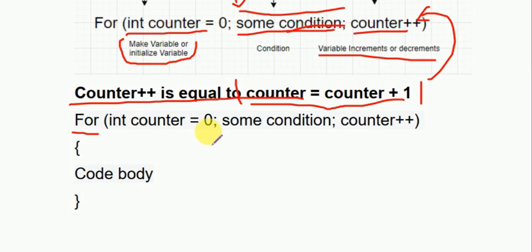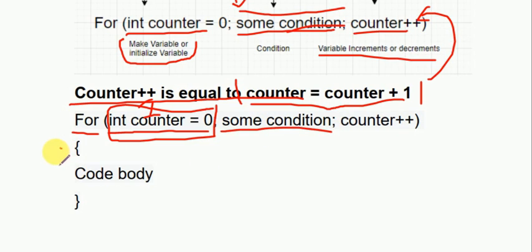We are going to make a variable counter, and the first part is going to execute only one time. When we enter the for loop statement, this part is going to execute. For the rest of the iterations, this part is not going to execute again and again. We check the condition. If the condition is true, we execute the code body, and then we increment or decrement the variable.